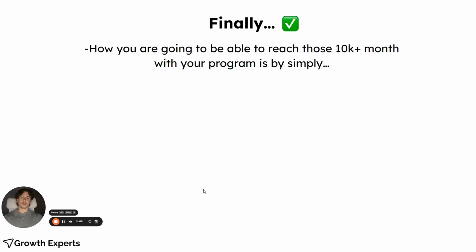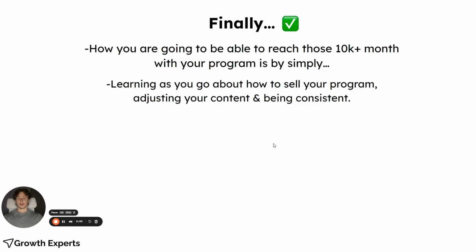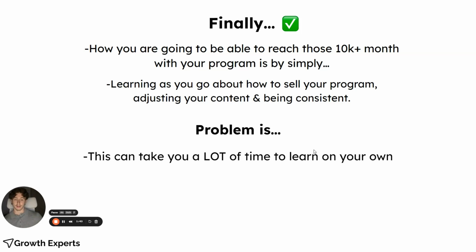So finally, how are you going to reach that 10K plus per month with your program or your offer? It's simply by learning as you go how to sell your program, adjusting your content, being consistent. Essentially just what I told you, but putting more effort into it, being more consistent, adjusting the type of content you are making, what's working for you, what's not. But the problem with this is it can take you a lot of time to learn on your own. There's a lot that goes into it, right?